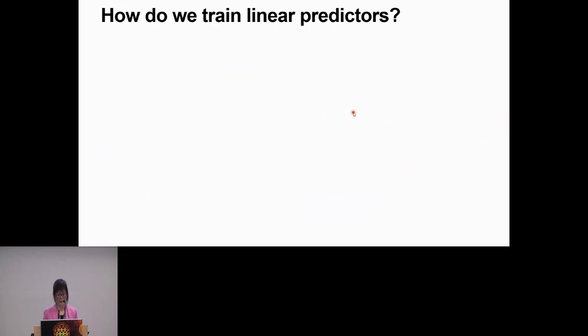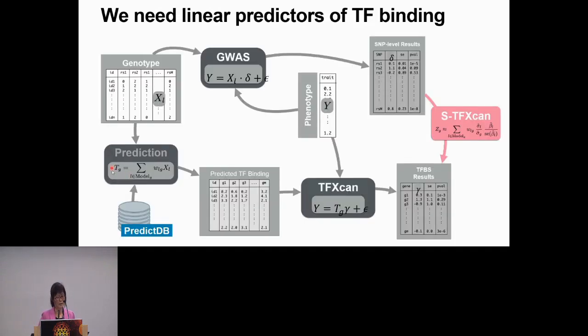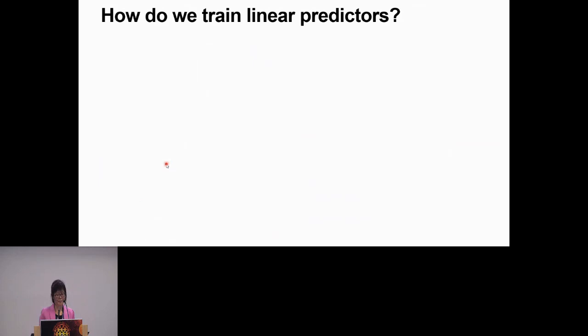So how do we train linear predictors? Any ideas? Well, interpretability would be nice, but I need to predict using a linear combination of SNPs. That's what I need. But the MPAC method that I have is not linear. It's this complex Informer plus. Anyways, I'll give you the answer.